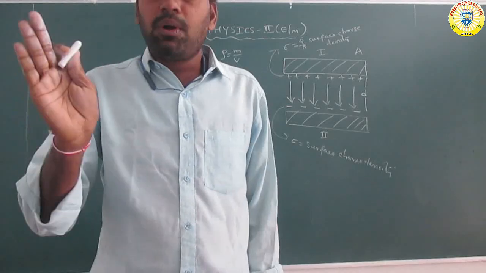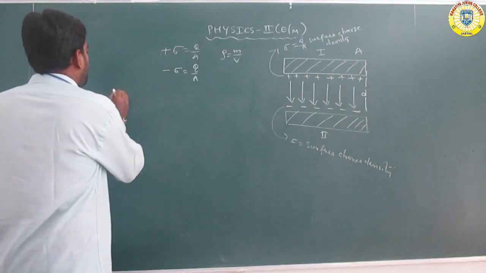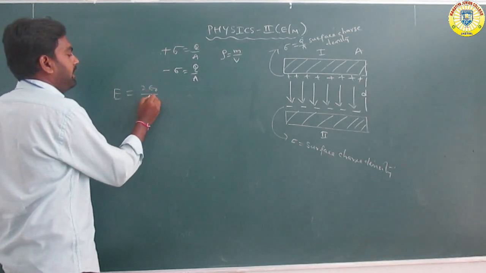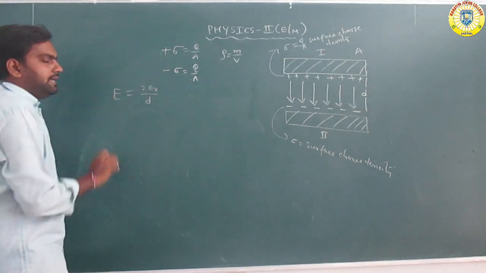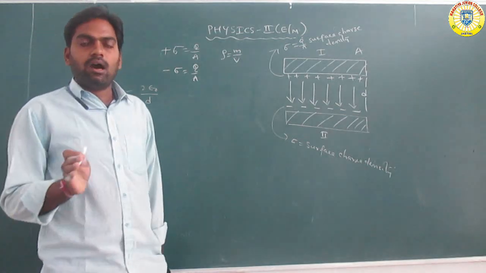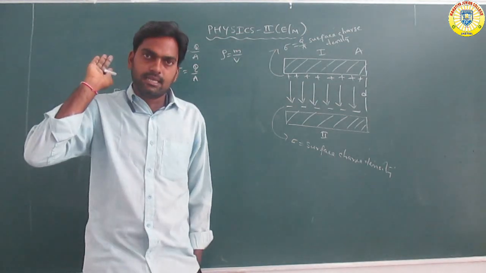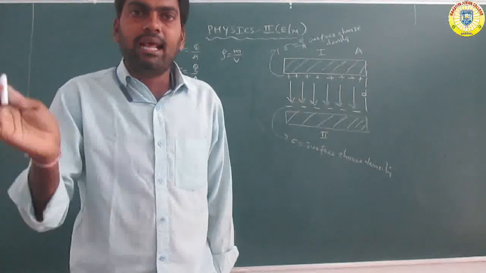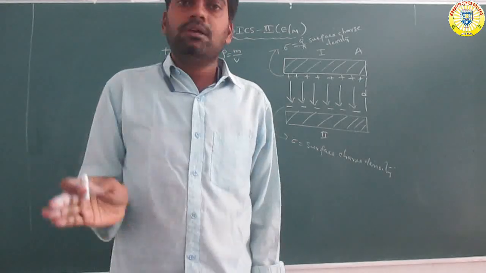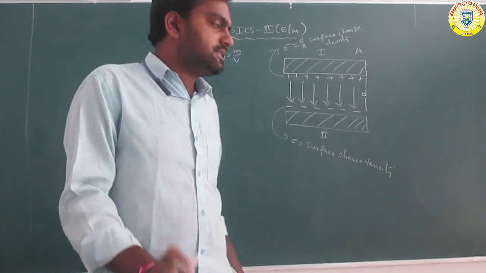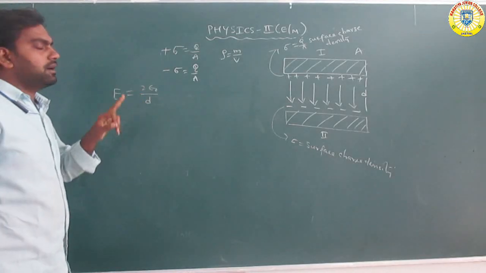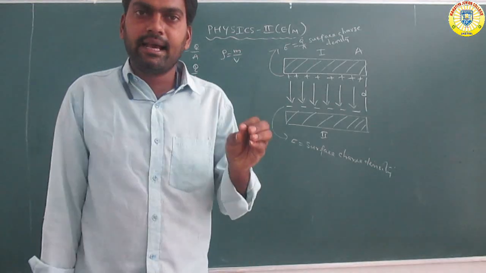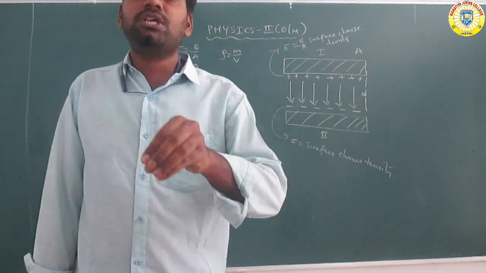Inside the two conducting plates, E is equal to sigma by 2 epsilon. We already know this from the fourth chapter, the electric field intensity due to a plane sheet of charge. So E is equal to sigma by 2 epsilon is called the electric field intensity due to a plane sheet.